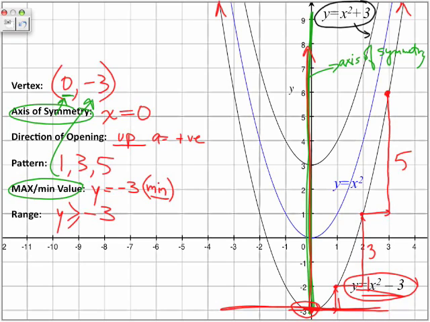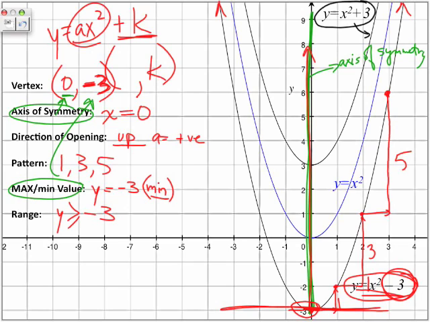Now look at this value here in terms of the vertex. This vertex has a -3 value. Look at this k value. Whenever we have our parabola in the form of y is equal to ax squared plus k, this k value represents the y value of the vertex. This here represents our value for x being 0.